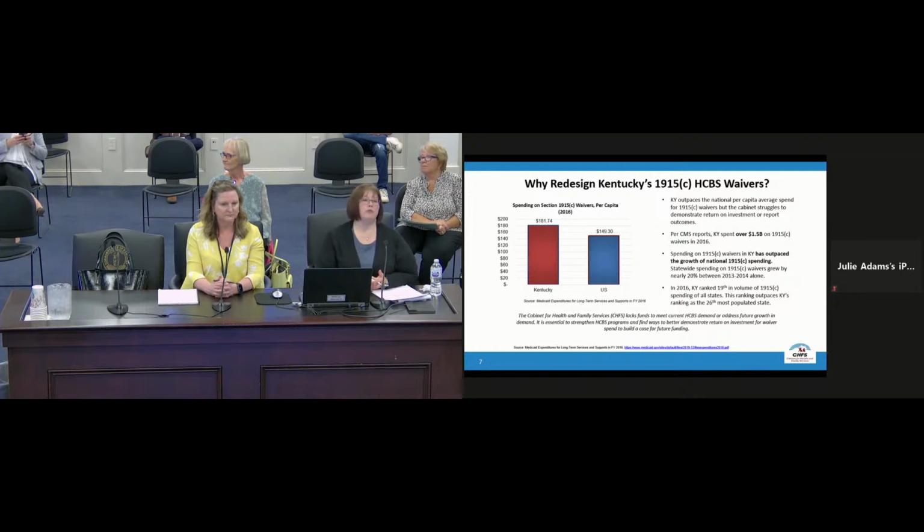So again, speaking to why we want to redesign the waivers. If you look at Kentucky compared to the rest of the United States, Kentucky outpaces the national per capita average spend for our waivers. We spent over $1.5 billion on these waivers in 2016, and Kentucky has continued to outpace the growth of national spending between us and the other states. We grew nearly 20% in 1 year between 13 and 14 alone. We're ranked 19th in volume, so the number of individuals that we serve compared to other states, and we are ranked as the 26th most populated state.